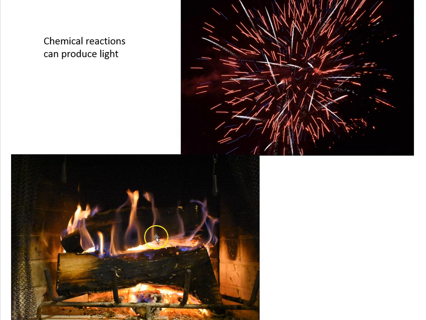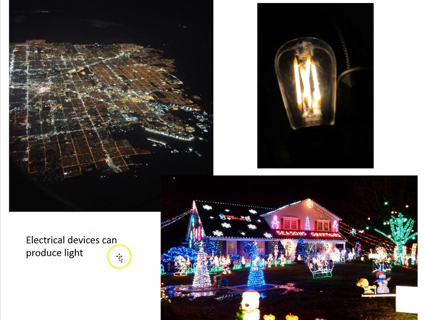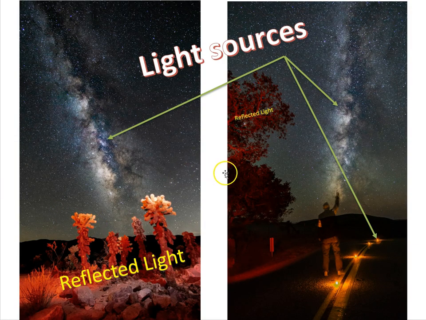Flame has heat and light. Fireworks, again, heat and light. And of course, electrical devices produce light, so light bulbs. This is Las Vegas from an airplane. In a picture like this, then, we have both. We have light sources and reflected light at play. So the stars are light sources. In addition, this is an electric light bulb down here. And we see the foreground in the picture as reflected light from a flashlight.